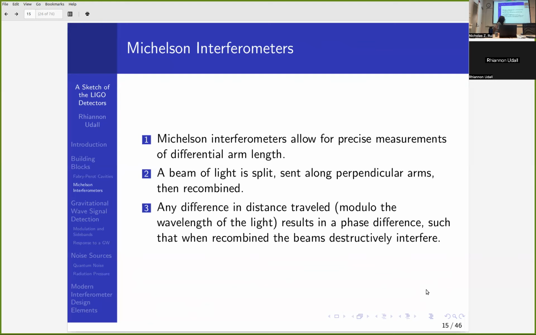Okay, so this is useful because this is very sensitive. This is sensitive to differences in the distance traveled on orders less than the wavelength of the light, which is a good start.